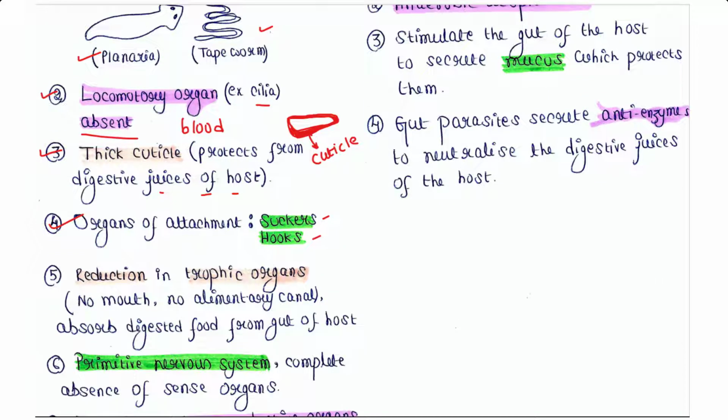Next is reduction in trophic organs. So trophic organs means these are some organs which are used to get food. So they do not have any mouth, they do not have any alimentary canal. So why they don't have these things? Because they absorb digested food directly from gut of the host. So they don't need these trophic organs. They don't need any alimentary canal, they don't need any mouth. So they just absorb this digested food from gut of the host via diffusion.